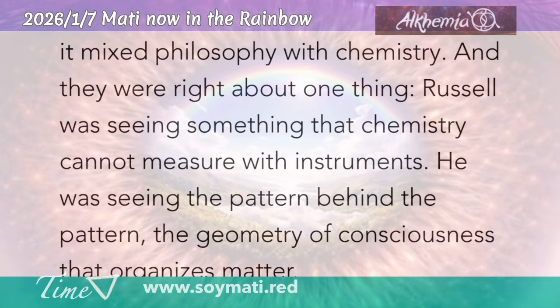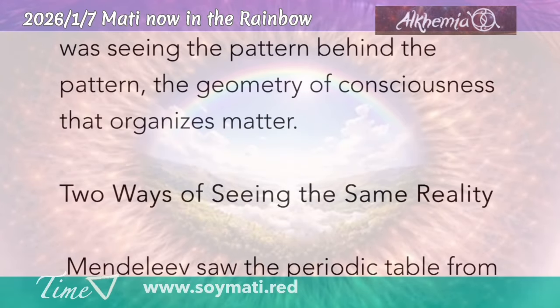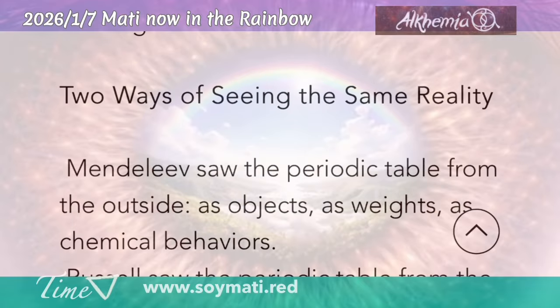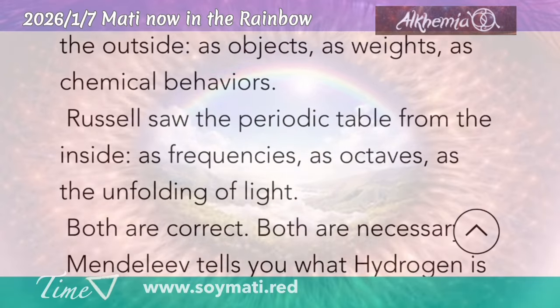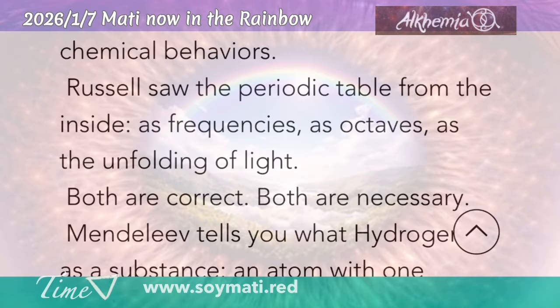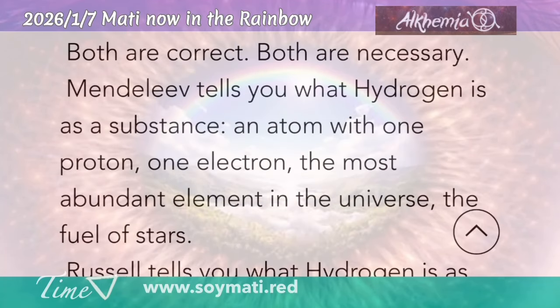He was seeing the pattern behind the pattern, the geometry of consciousness that organizes matter, 2 ways of seeing the same reality. Mendeleev saw the periodic table from the outside, as objects, as weights, as chemical behaviors. Russell saw the periodic table from the inside, as frequencies, as octaves, as the unfolding of light. Both are correct, both are necessary. Mendeleev tells you what hydrogen is as a substance.